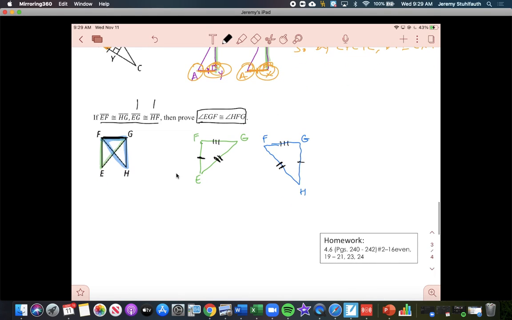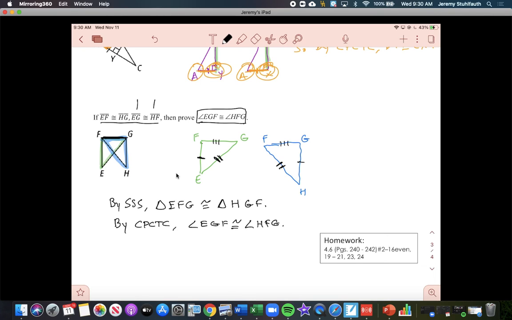So now, if you look at this, we have three sides that are congruent. So we can say by side, side, side, triangle EFG is congruent to triangle HGF. And so because that is true, then by CPCTC, angle EGF is congruent to angle HFG.